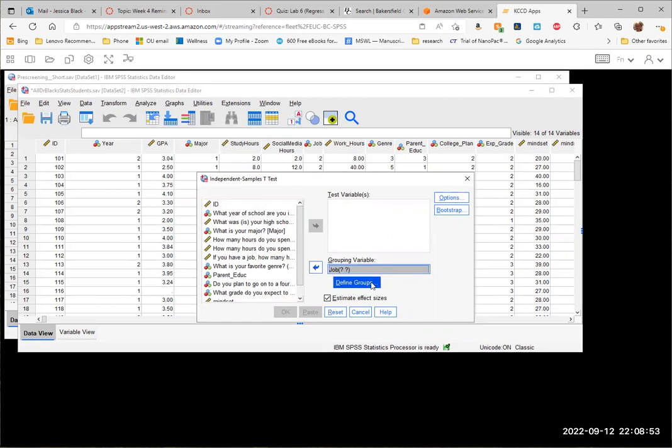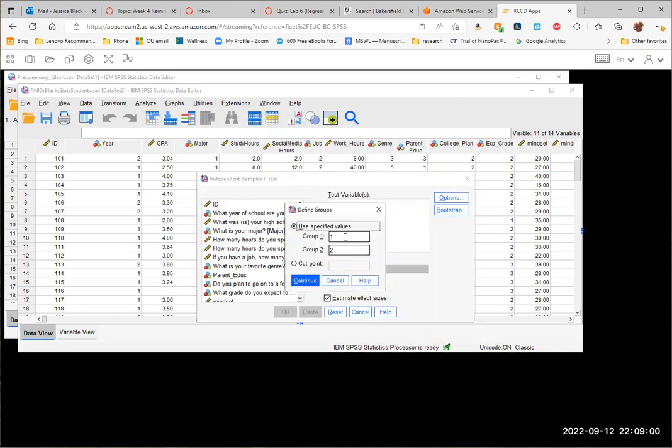Now we need to define our groups to tell SPSS what the numbers are for each. In this case, the default just spits out 1 and 2, which works for us because we coded with a job and without a job as 1 and 2. I can't remember which way was which, but I know it's like that. So we just have to put those in there. If our values were 99 and 7, we'd have to put 99 and 7. So whatever our values were for our different groups.